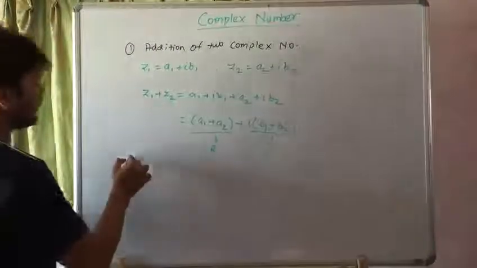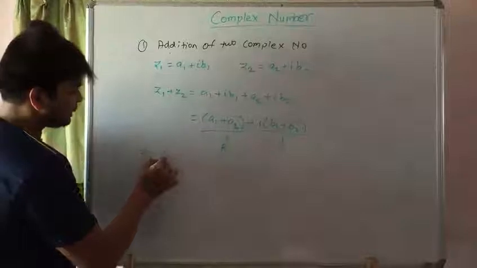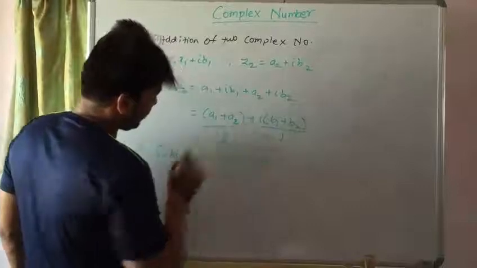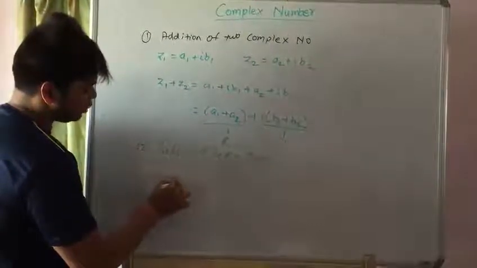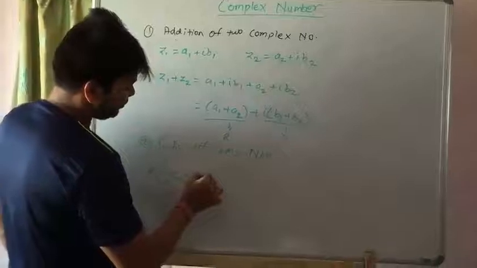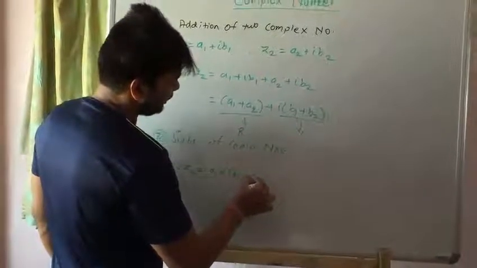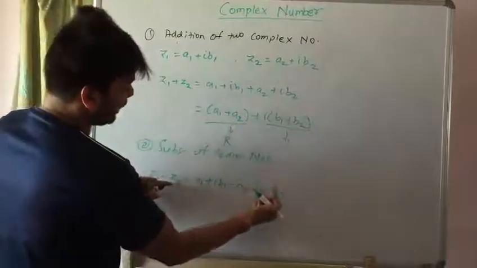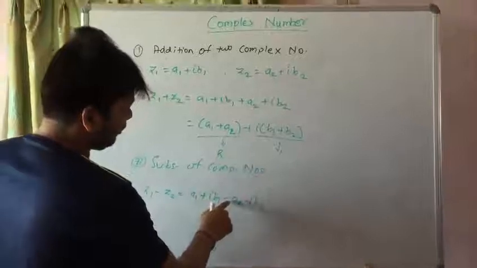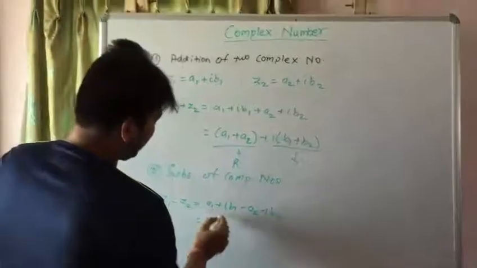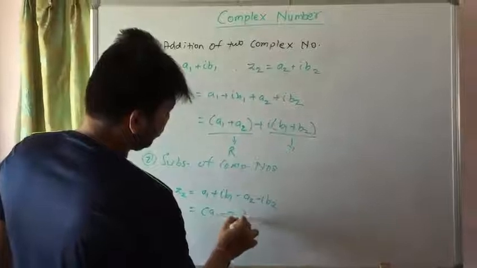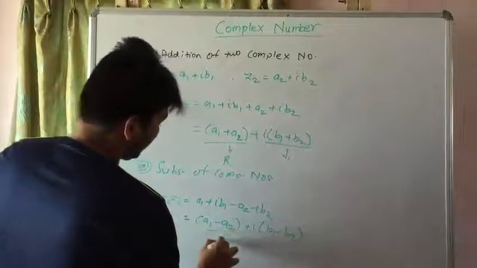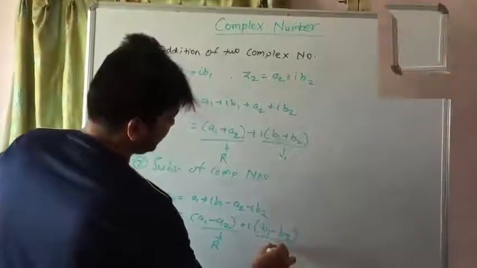Okay, the second property is subtraction of complex numbers. So z1 minus z2 will be a1 plus ib1 minus a2 minus ib2. That is minus z2, where z2 is nothing but a2 plus ib2. If we multiply by minus, it will be minus a2 minus ib2, right? Then here it is a1 minus a2 plus i times b1 minus b2. Again, this is the real part and this is the imaginary part.